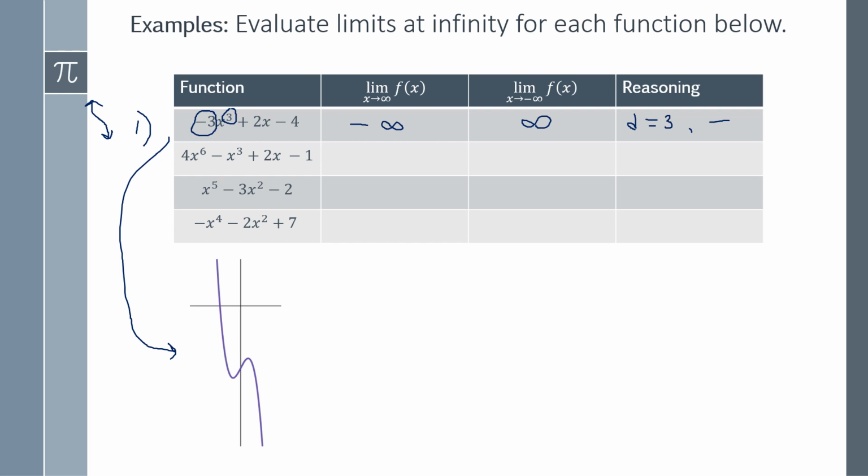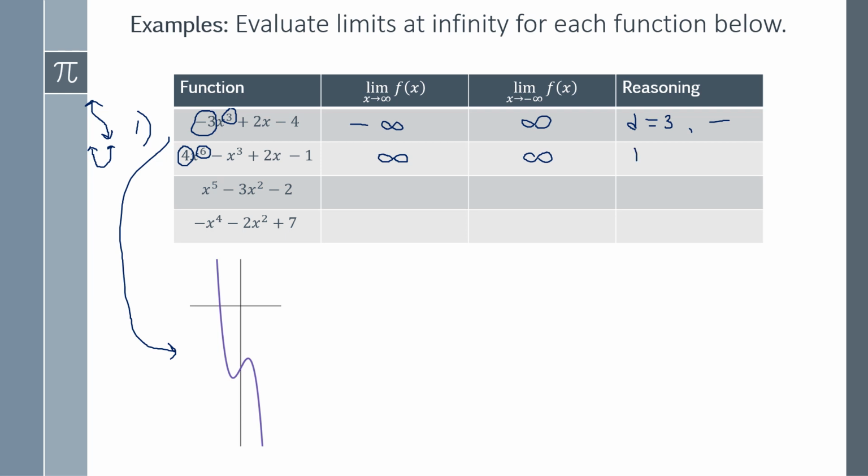Here we have 4x to the 6 minus x cubed plus 2x minus 1. Once again, what am I looking at? I'm looking at the degree. So the degree is 6. The leading coefficient is 4. What type of function should I keep in mind as I think of the end behavior of this polynomial? I'm thinking about our parabola. So a parabola that opens up. Both branches go up to infinity. That means my limit here will be infinity and also over here.